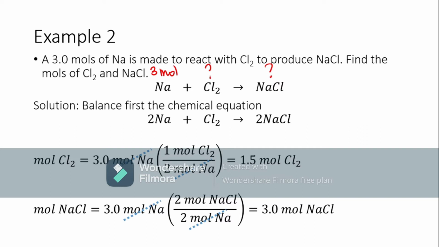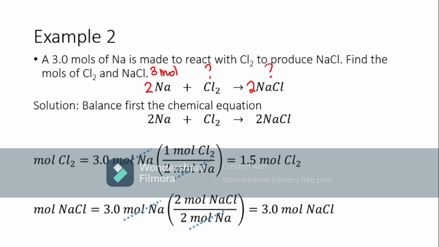Balance muna natin yung chemical reaction. So, isang sodium, technically, as of now, balance siya. Si chlorine, dalawa, dito isa. So, times 2. So, 2 chlorine, 2 chlorine. Kaso damay si sodium, dalawa ni sodium, so times 2 naman din dito. So, we'll have 2Na plus Cl2 will give you 2NaCl.